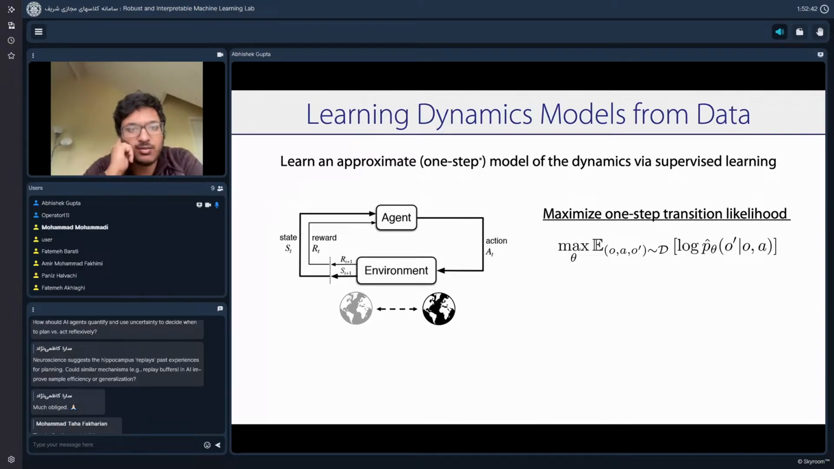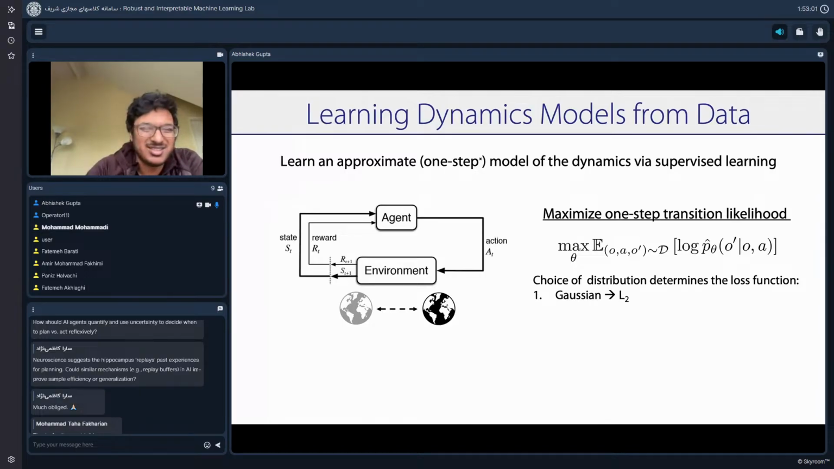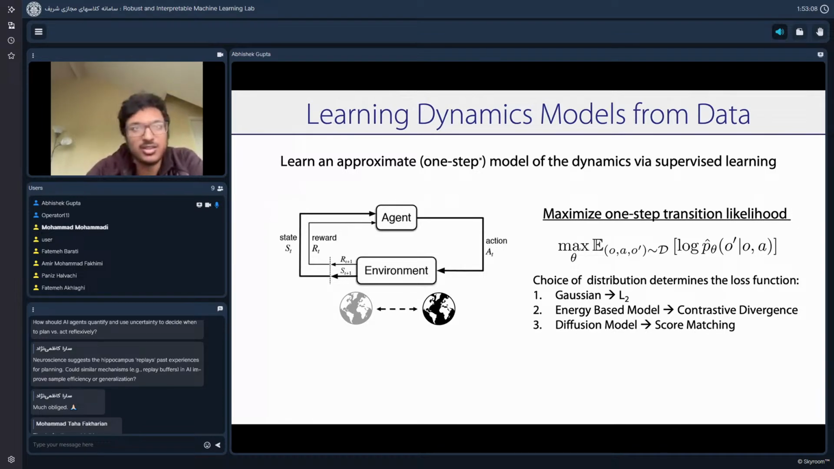The premise of learning world models is typically trying to approximate some one-step model of the dynamics of the world via supervised learning. So you take a corpus of data, observations, actions, next observations, and then you try to maximize the likelihood of future observations given past observations and actions. For different choices of this p hat theta form, you get different loss functions. You can have an L2 loss function, a score matching loss function, and you can get different types of expressive models, but they all boil down to supervised learning of one step dynamics in one way or another.